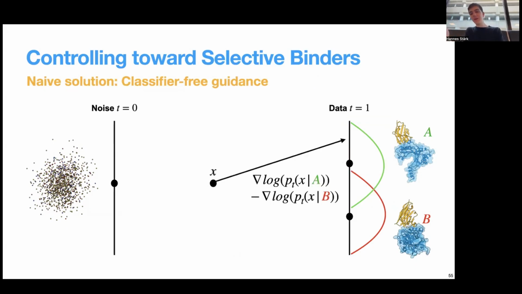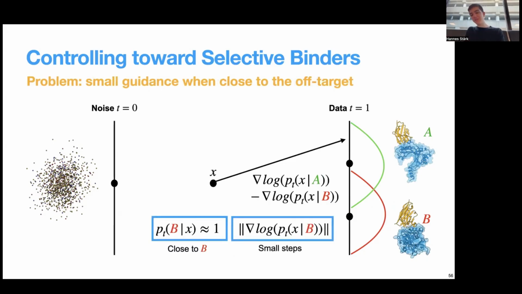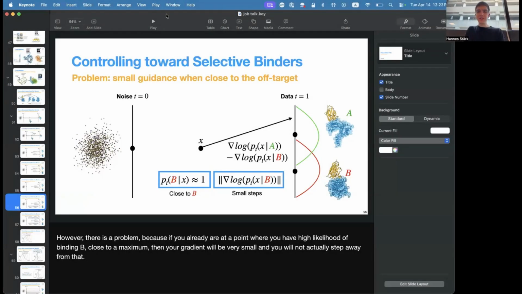One naive way to solve this would be to use classifier-free guidance, this technique from diffusion modeling where you essentially step away from binding B and toward binding A. But this wouldn't work for several reasons. For example, if you are already close to high likelihood for binding B, you will not actually step away, because you're close to a maximum and your gradient will be very small.